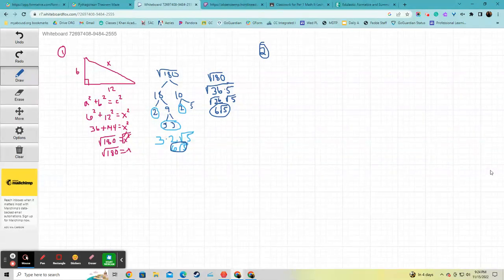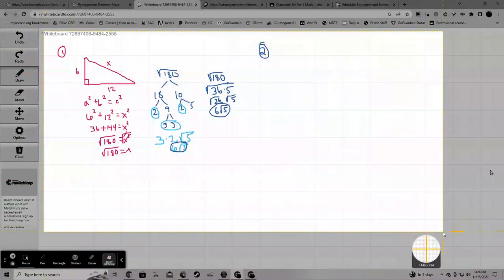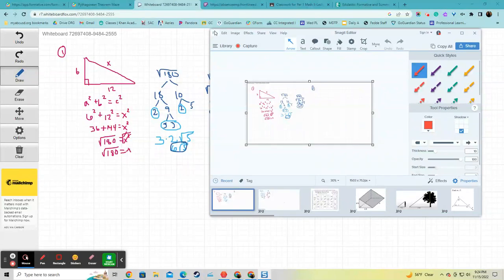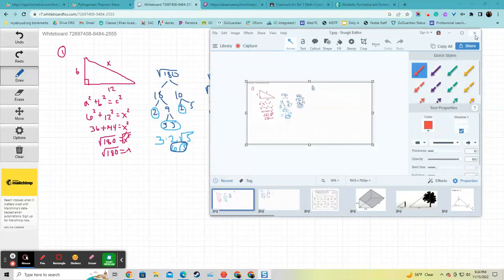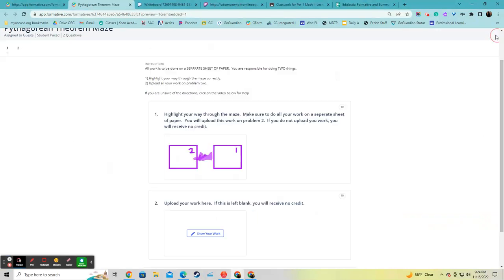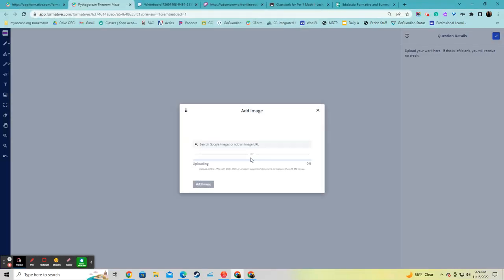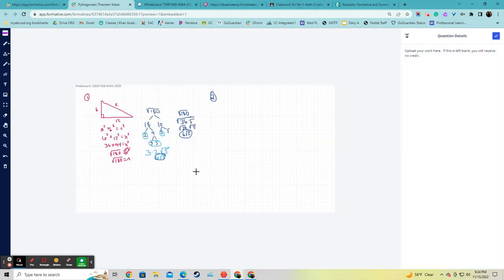So again, you're doing this on paper. I'm doing it on the whiteboard because that's all I really have. So I'm going to pretend that this is my paper. I'm going to take a screenshot of it and save this as number 1. Again, you're not going to have to do it this way because you're going to be uploading your picture. But over here, I'm going to go ahead and upload the picture. You would take a picture, and you would show me all your work, okay?